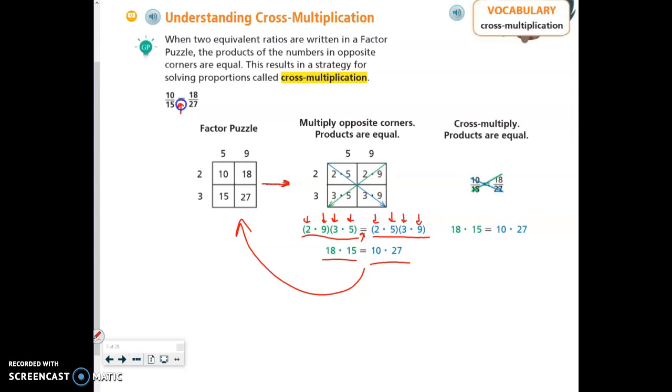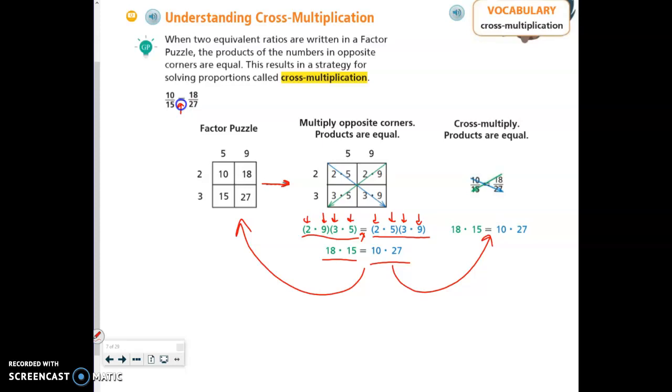Now, the other thing we can do is, like I said, bypass the whole factor puzzle process by also realizing that I can go right from the proportion, in this case the two equivalent fractions that are matched up with one another. If I start in the upper left-hand corner with the blue line, 10 times 27 is represented on one side, and in the upper right-hand corner, the green line going down, 18 times 15 is also the same. Now, I can do the math and solve it.